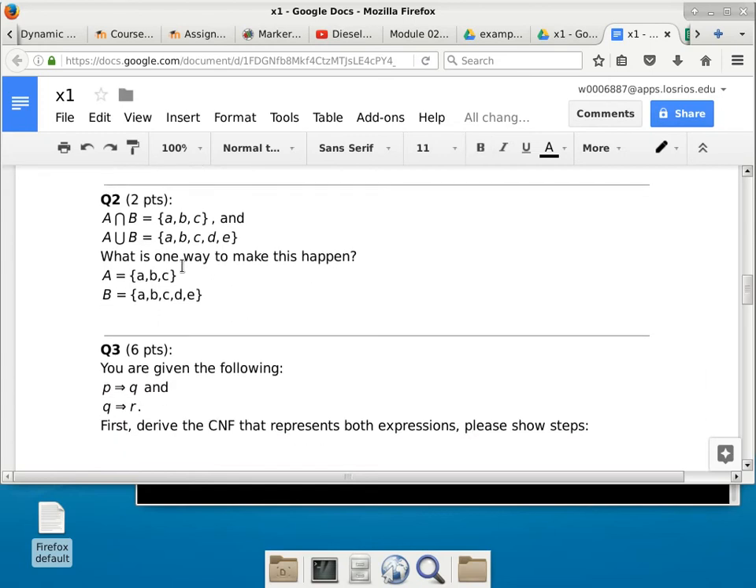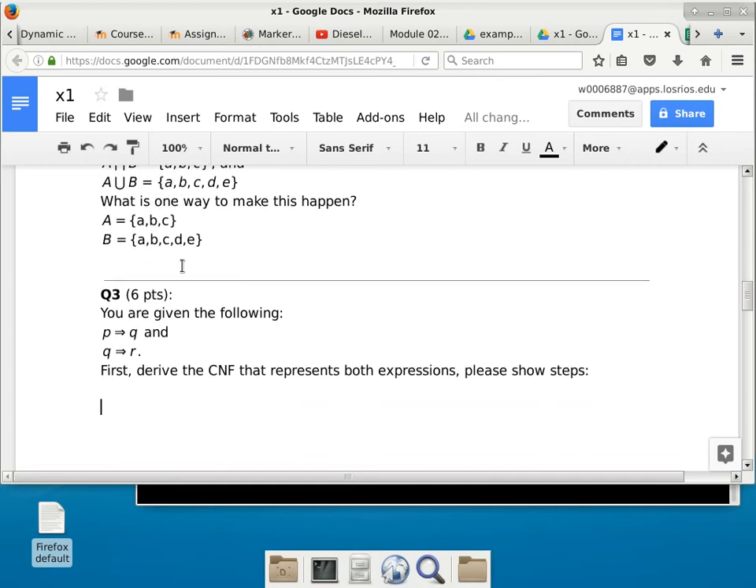Okay, question number 3, worth a lot more points. You're given the following: P implies Q and Q implies R. First, derive the CNF that represents both expressions, and you need to show the steps. Well, let's go ahead and do that. P implies Q is not P or Q. You can use the same notation as in the homework assignment, and this is a CNF.